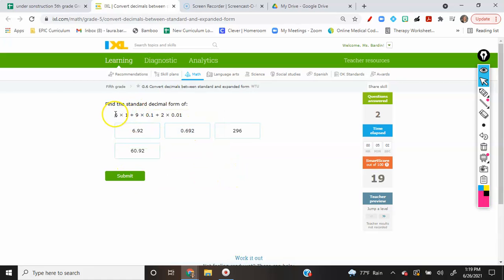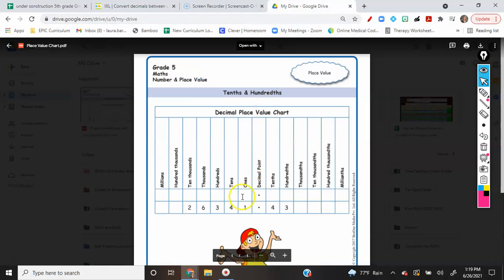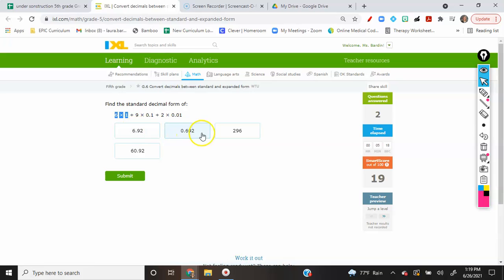Are you ready? We don't even need a calculator. 6 times 1. That's going to be a whole number, isn't it? So 6 times 1, if I'm using my chart, my 6 is going to go right here, 6 point something. So let's find out what it is. So I already know which could be my answer. If you said 6.92, let's just do it and show how quick and easy this lesson could be. Nice job.